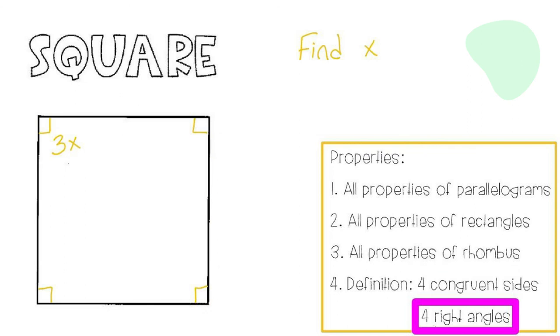Here for my square, I have 4 right angles. It is a square once again because it tells me that it's a square, even though I don't see that those 4 congruent sides are marked. Anytime we're dealing with right angles, that means that I'm going to be setting it equal to 90. And I can go ahead and solve. So x is equal to 30.